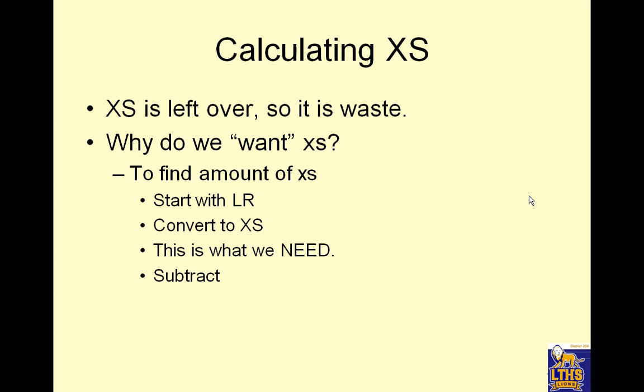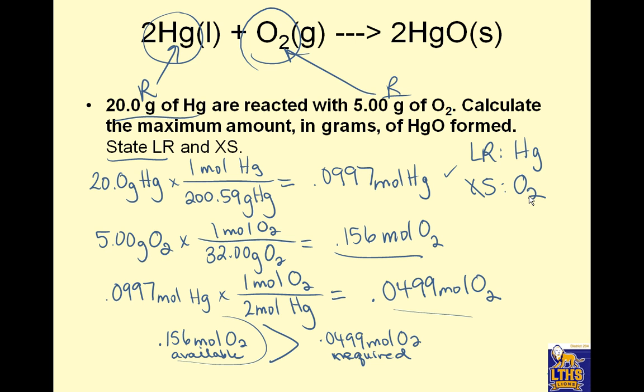Okay, so now that we know, let's go back to this. Now that we know that mercury is the limiting reactant, I can figure out how much mercury oxide should form in this reaction. Okay, how do you do that? Well, you take your limiting reactant, which is 0.0997 moles of mercury, and you change it into moles of mercury oxide. So I'm going to move this over a little bit because guess what? I ran out of room.